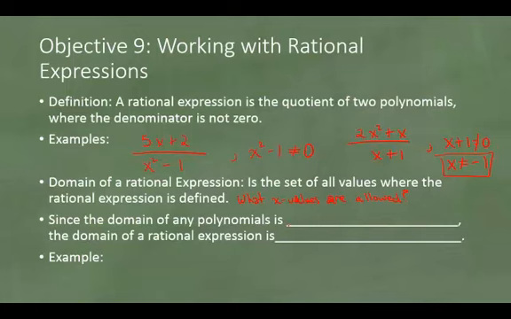The domain of any polynomial is all real numbers. And any polynomial like 5x plus 2, anything can go in for x. Or x squared minus 1, anything can go in for x. So anything from negative infinity to positive infinity. So because of that, the domain of a rational expression is also all real numbers, anything from negative infinity to positive infinity.